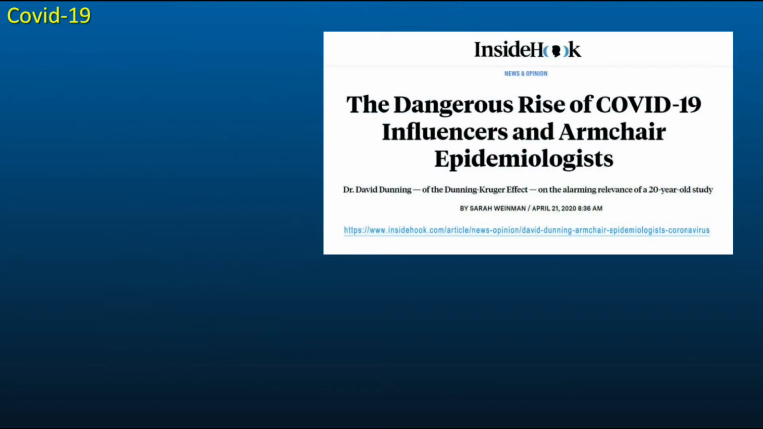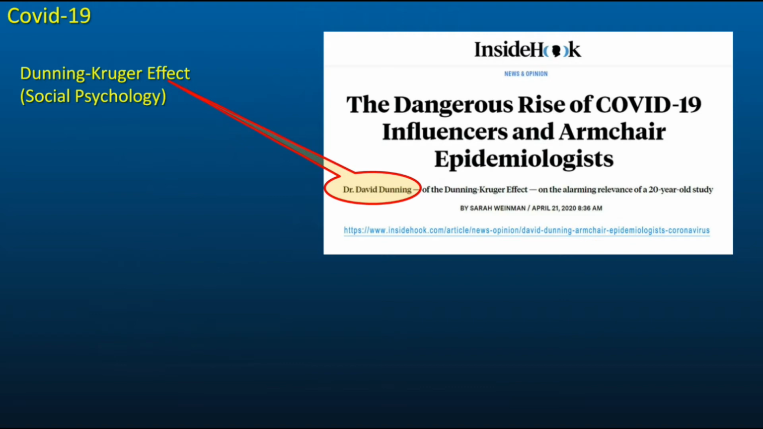At this juncture, please allow me to take a detour to briefly discuss an interesting and seemingly unrelated concept, as well as to make a disclaimer. During the process of educating myself about SARS-CoV-2 and COVID-19, I recently came across an online article dated April 21, 2020, titled "The Dangerous Rise of COVID-19 Influencers and Armchair Epidemiologists," in which the author interviewed the social psychologist Dr. David Dunning, who, along with his colleague Dr. Justin Kruger, introduced the social psychological concept of the Dunning-Kruger effect in 1999. Discussing the Dunning-Kruger effect further in this video would be digressing too far from the matter at hand, so I would just refer you to read about it.